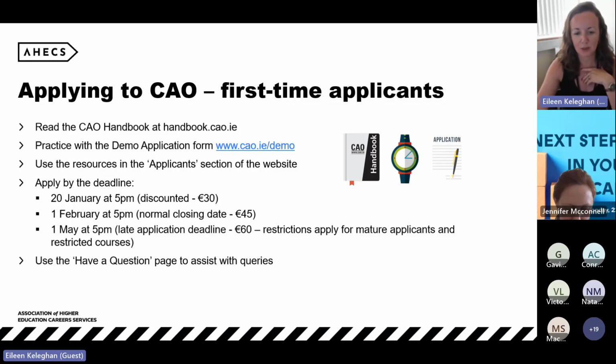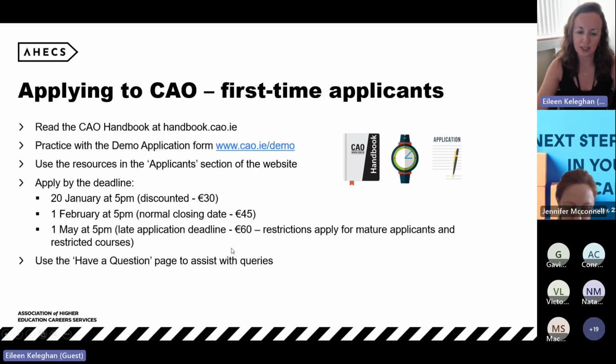We have a demo application form on the website, cao.ie/demo, which allows applicants to do an exact replica of the application form, and it's just a good starting point to become familiar with the form and more specifically with the application itself, so the additional steps that you have to take after obtaining your CAO application number. There are a number of resources in the applicant section of the CAO website.